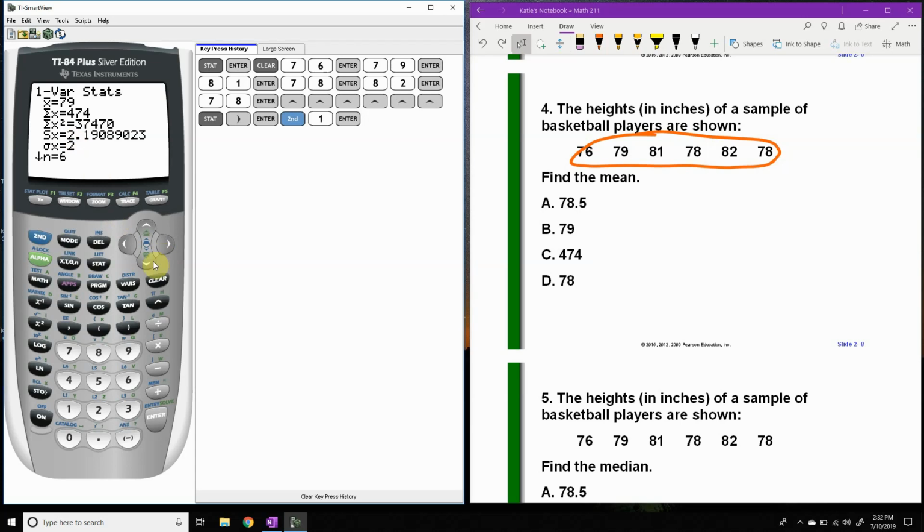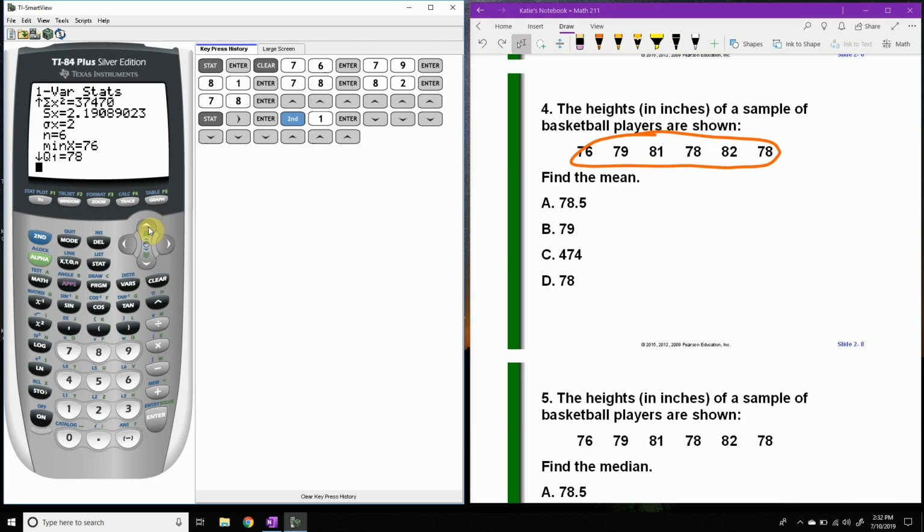We can use our down arrow and scroll through some more numerical values here. The minimum is 76. Q1, which is the quartile of the first half of the information, is 78. It gives us the median, the overall sample's middle, 78.5. Q3 is the third quartile. It also gives us the maximum, and that's our last output for one variable statistics.